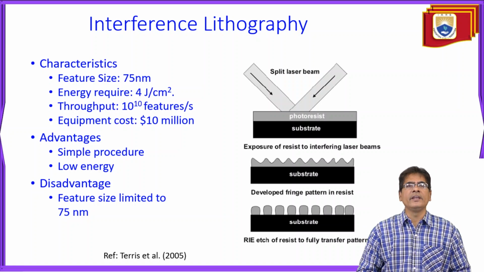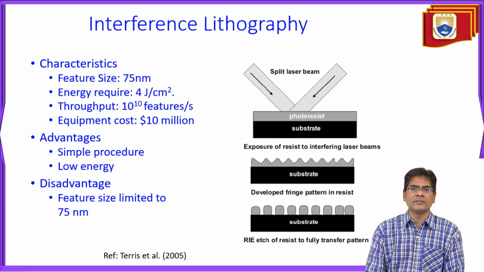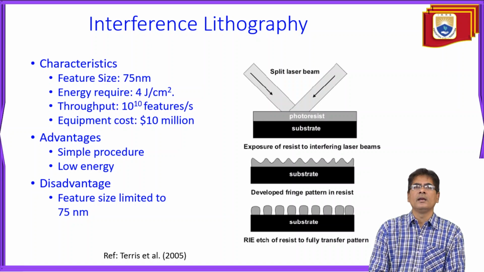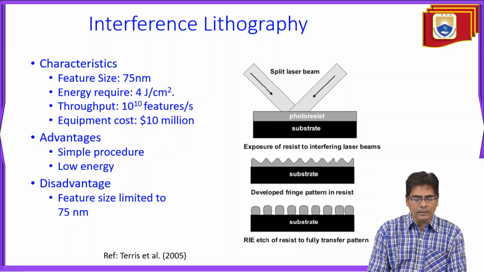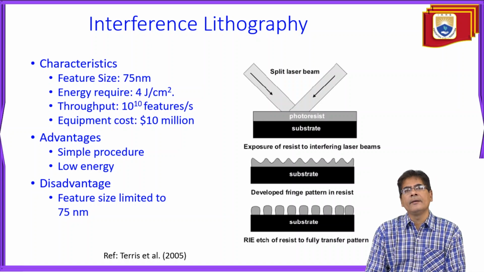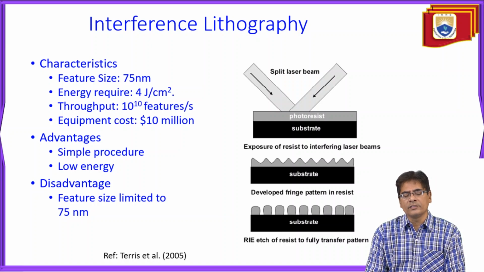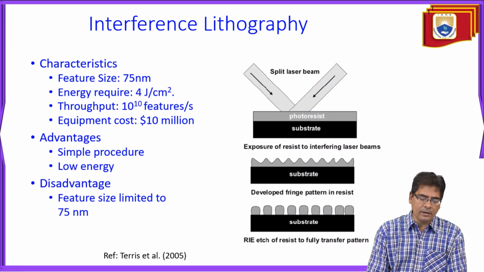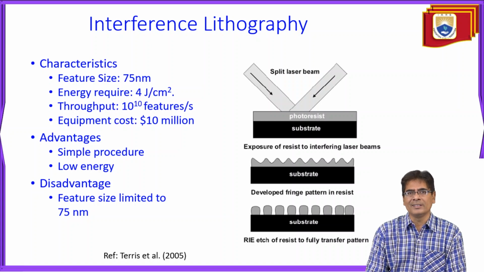So in case of interference lithography, the characteristic feature size is around 75 nanometers. Energy required is 4 joules per centimeter square. Throughput is 10 power 10 features per second. Equipment cost is $10 million. Advantage is a simple procedure. Interference lithography is a simple procedure with low energy consumption. And the disadvantage is that feature size is limited to 75 nanometers. This is one of the disadvantages of interference lithography.